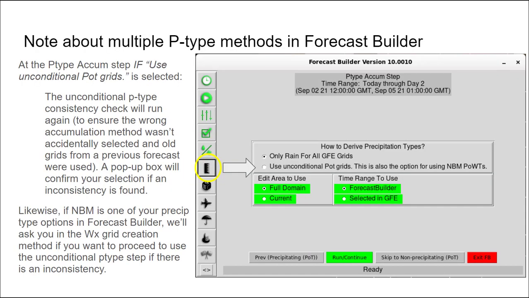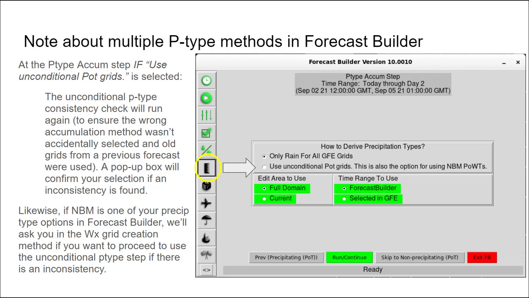So let's go over things when you have multiple precipitation type methods in ForecastBuilder. In order to ensure you didn't accidentally select the wrong p-type accumulation method when you're using another p-type method like top-down, the same unconditional precipitation step consistency check will run if you try to use the unconditional pot grids or the NBM probability of weather type method. If it sees an inconsistency, it'll ask you if you want to continue anyway.